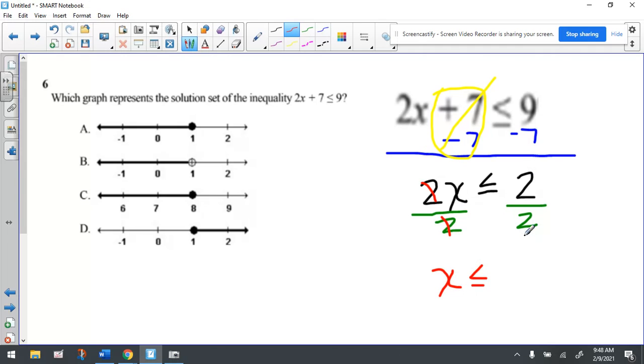But what's 2 divided by 2? 2 divided by 2, what is it? So you're going to come up with that value and put it right here.